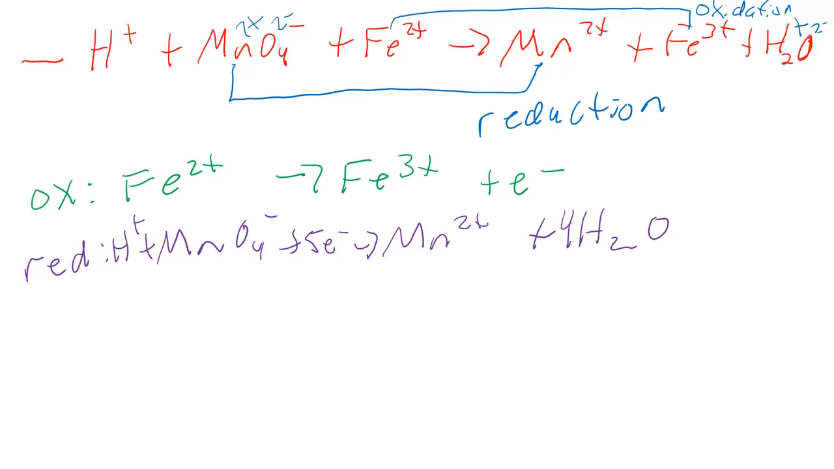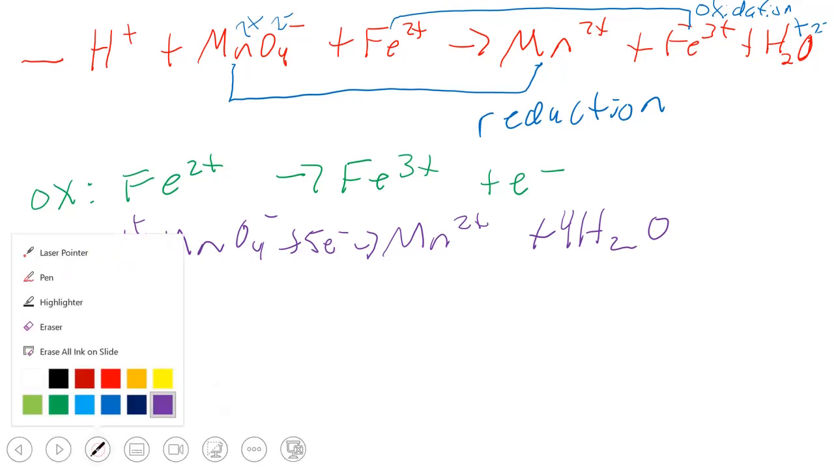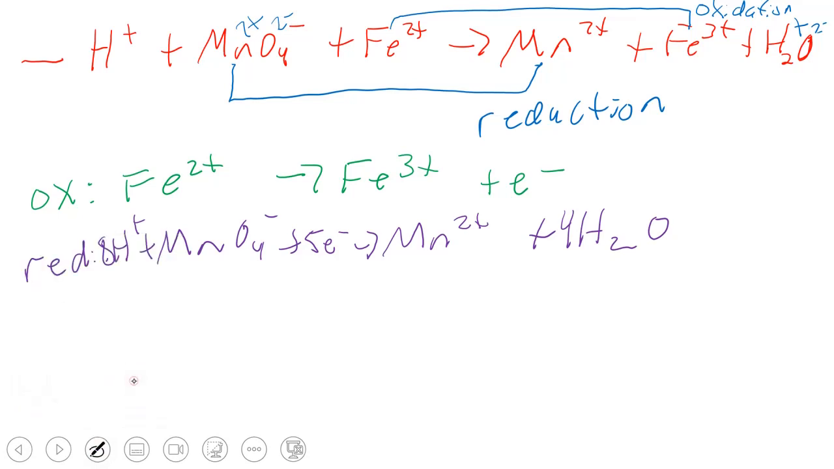And then when I do that, now I have 8 hydrogens on this side, but only 1 on this side, which means I need to put an 8 there. So that balances out all of our elements. The next thing that we need to do is take into account the electrons. In order to add these back together to get our overall reaction, the electrons have to cancel out.